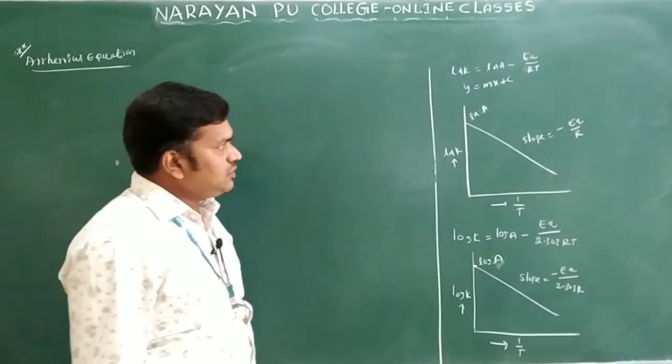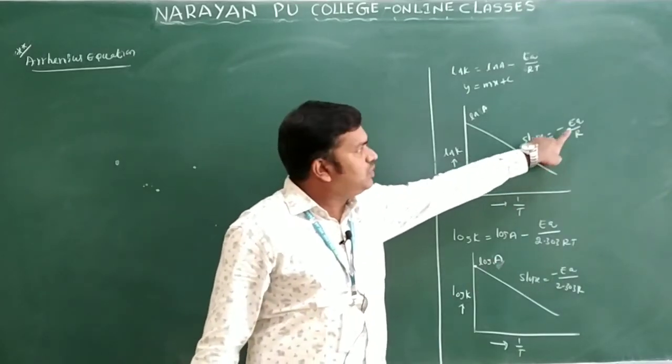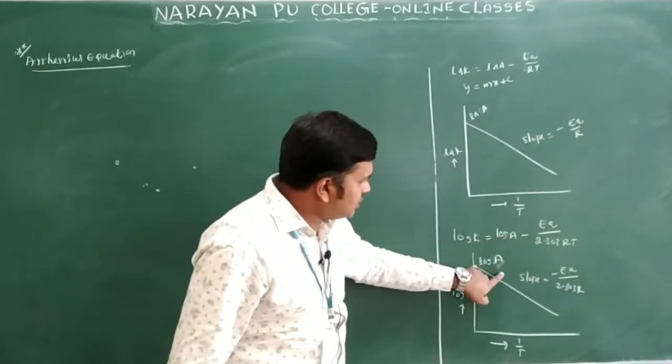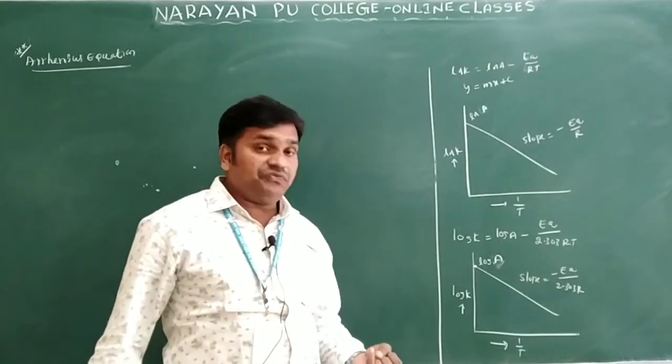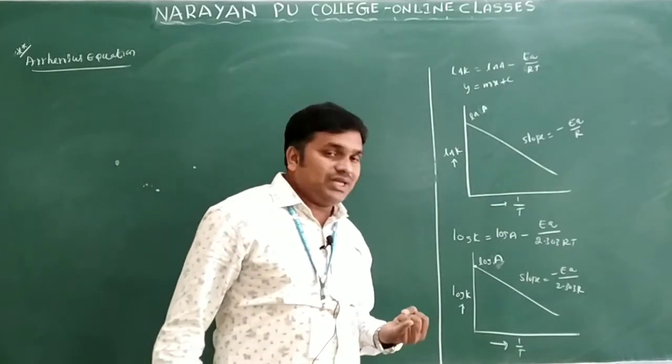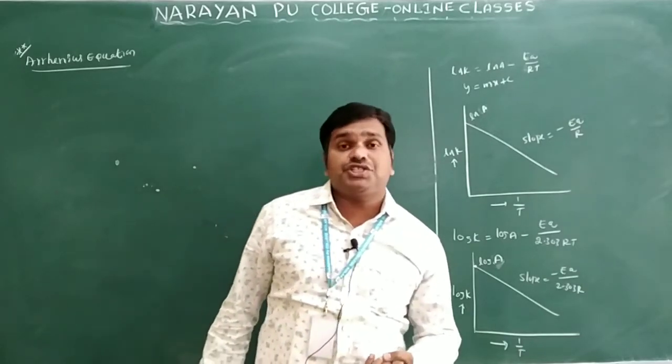So from the graph also we can calculate the activation energy. Here, what is the slope? We have slope is equal to minus EA by R, and here the slope is minus EA by 2.303 R. What is required here? If you know the slope value and if you know the gas constant R value, then what you can find out? You can find out the activation energy for the reaction.